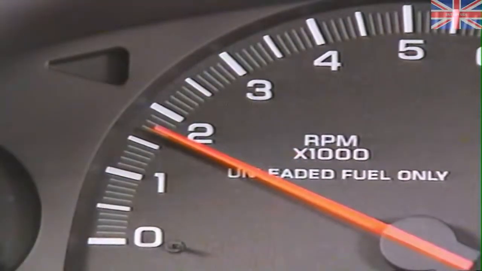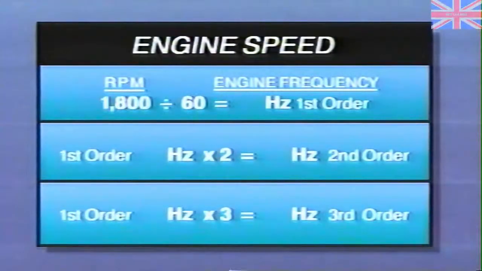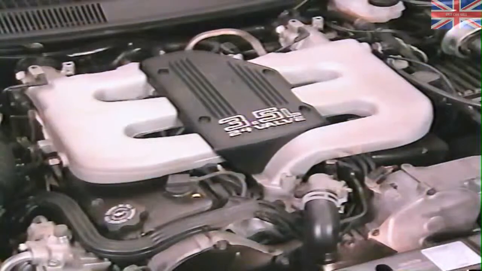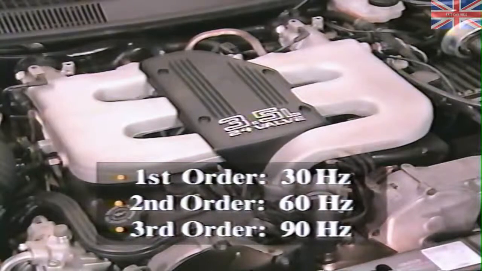To determine engine-related frequencies, first determine the RPM at which the symptom occurs. Divide the RPM by 60, the number of seconds per minute, to determine the engine's first-order vibration frequency in hertz. For example, if the symptom occurs at 1800 RPM, the first-order frequency of the engine is 30 hertz. Likewise, the second-order frequency is 60 hertz, and the third-order frequency is 90 hertz. Therefore, if the problem vibration's frequency is 30, 60, or 90 hertz, it is most likely an engine-related vibration.